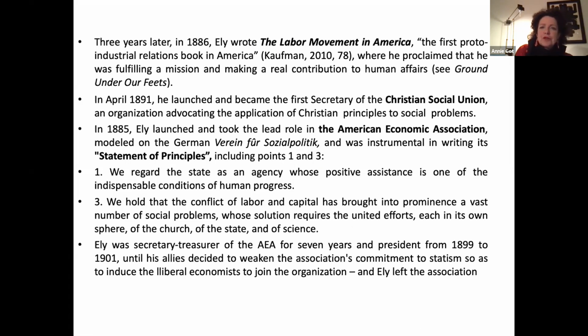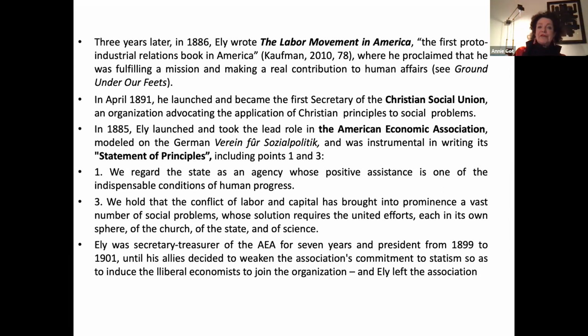3 years after, he writes The Labor Movement in America, which is the first important book that I shall rely on in order to study Ely and the labor problem, knowing that he will change some of his opinions after the publication of The Labor Movement.